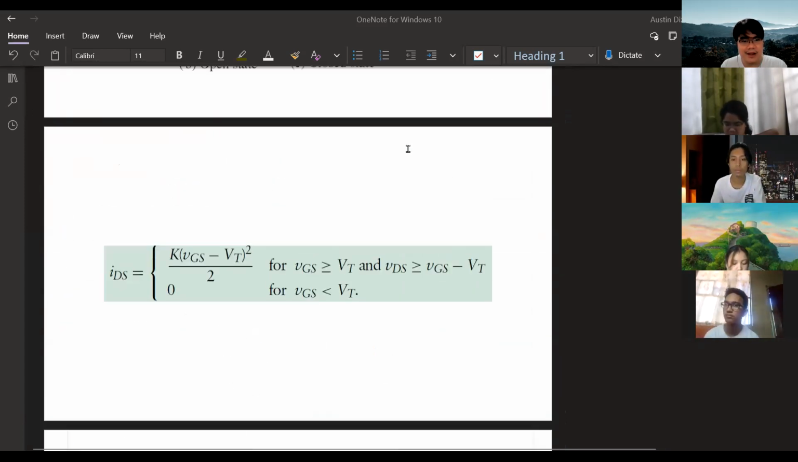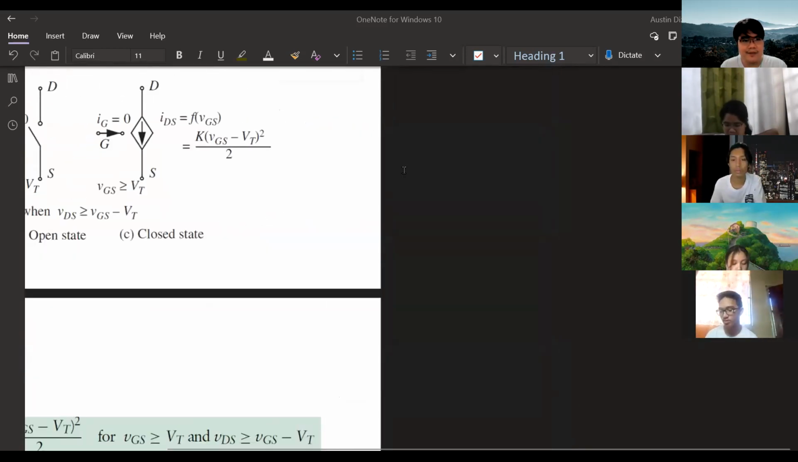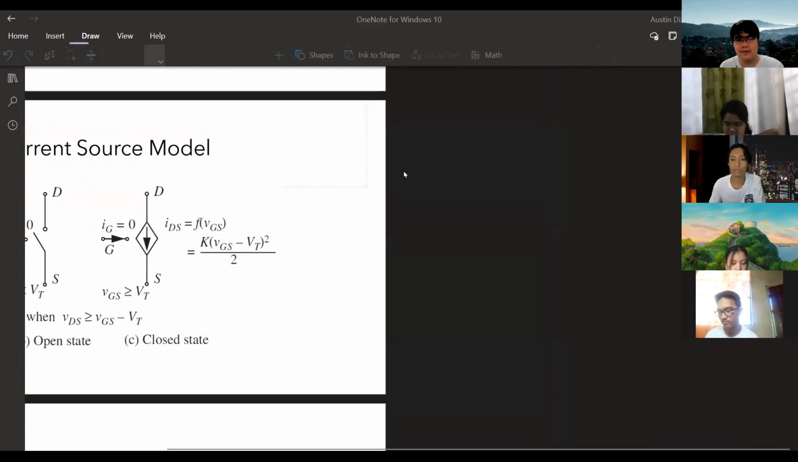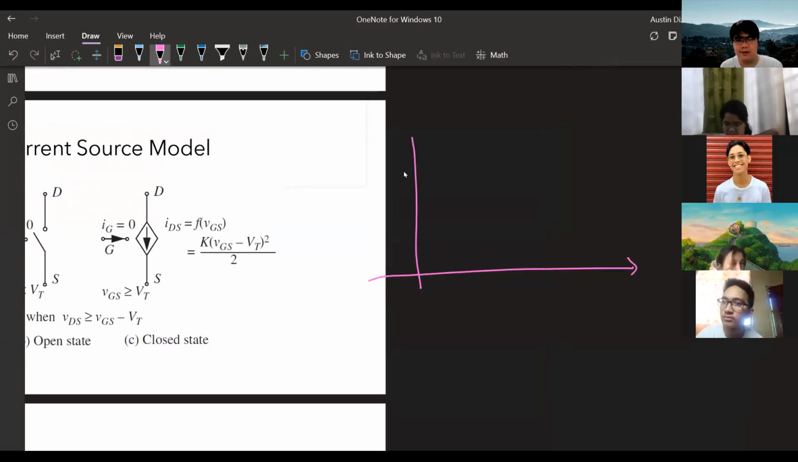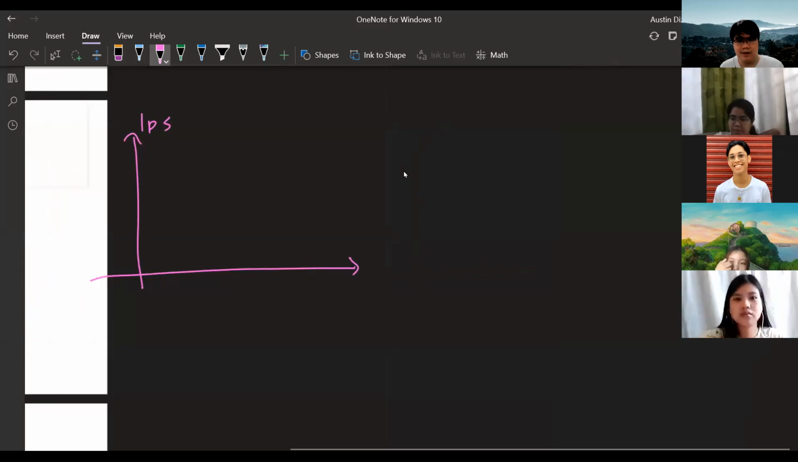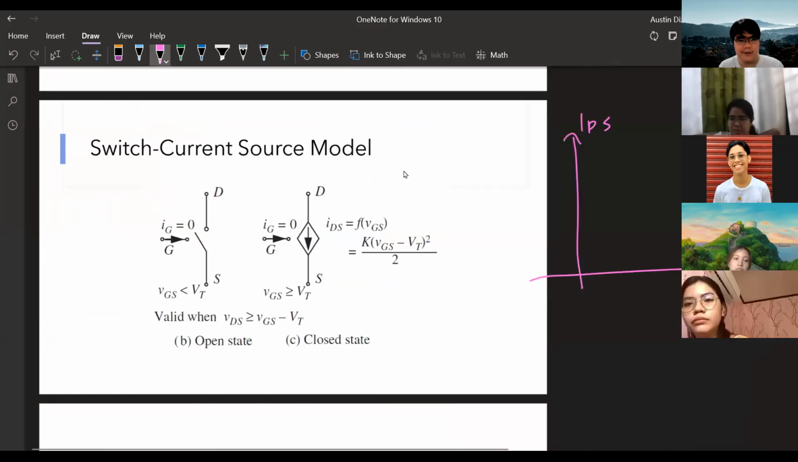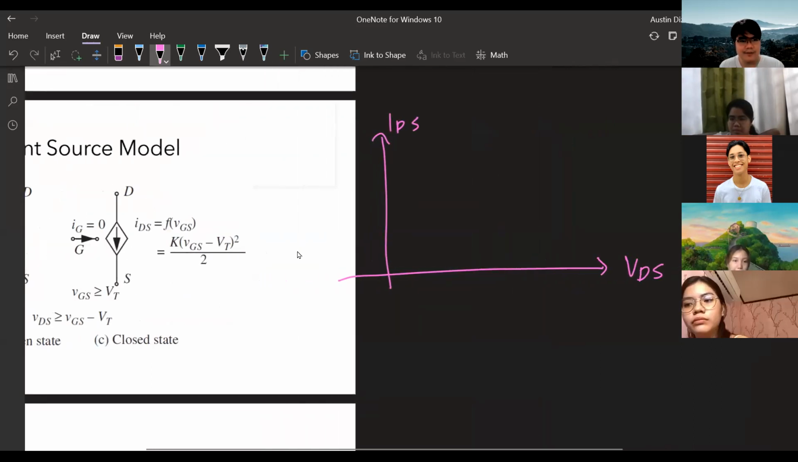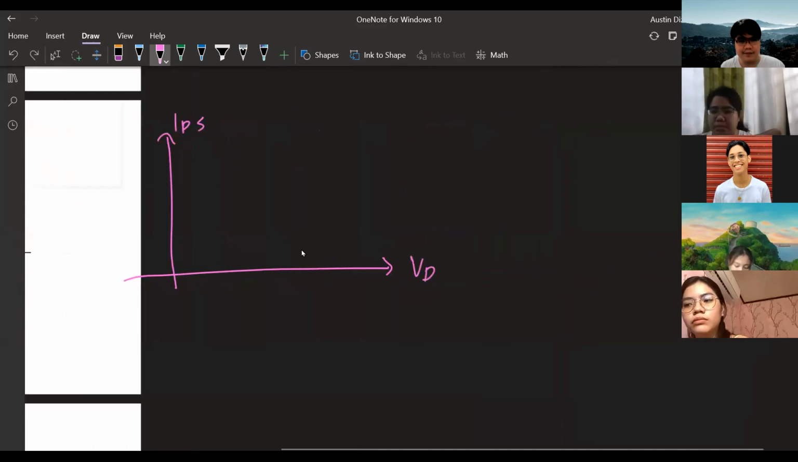Yung itsura niya, hindi ko nalagay yung graph. Sige, drawing natin. So, kapag yung IDS versus VGS yung ginraf mo, VGS na.